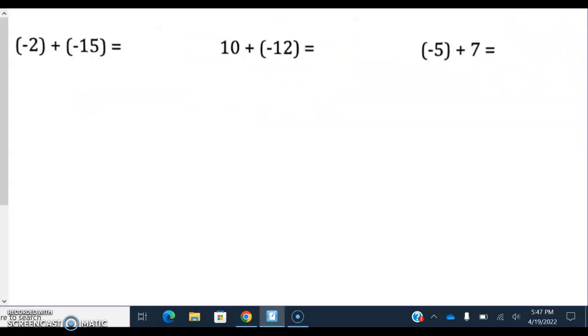Same signs, add and keep, -2 and -15. Add them together, keep the sign. 2 and 15 is 17. What sign is it? They're both negative. That means I'm going to keep the sign.